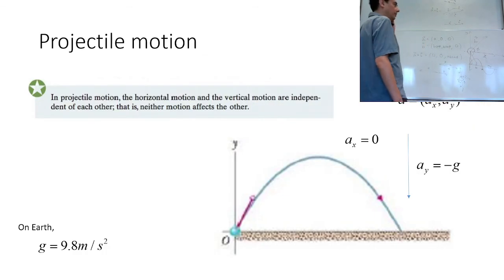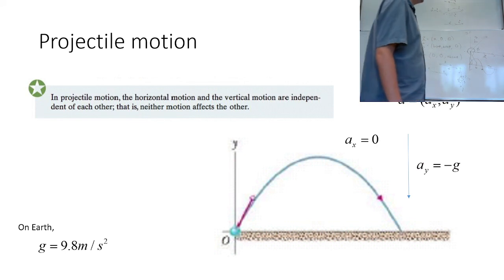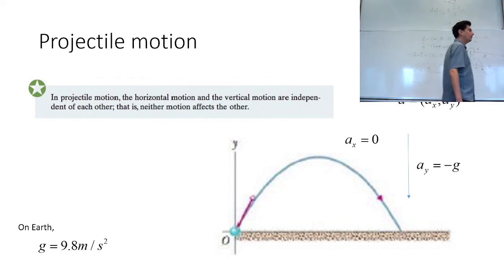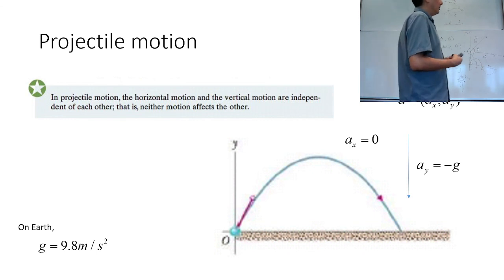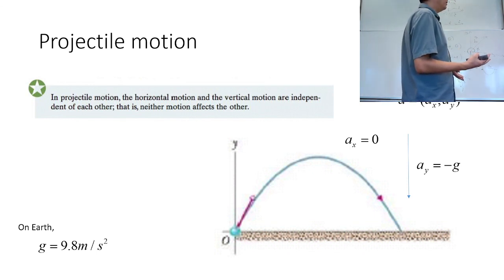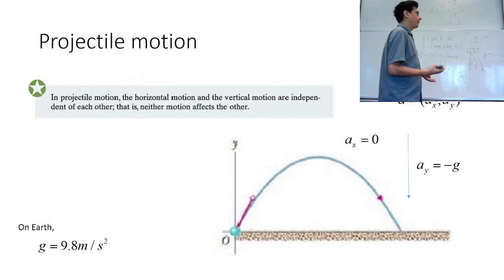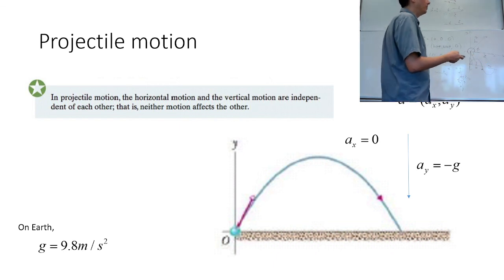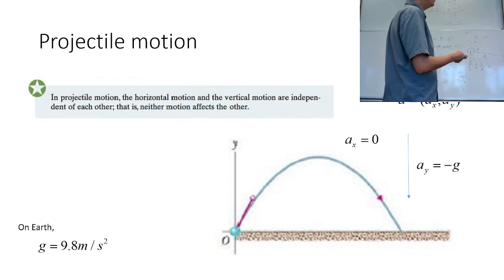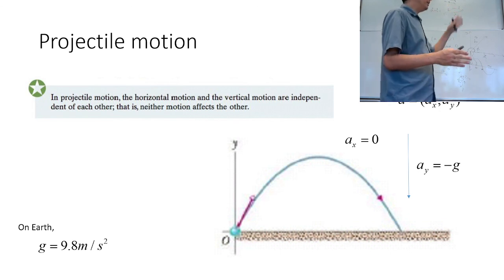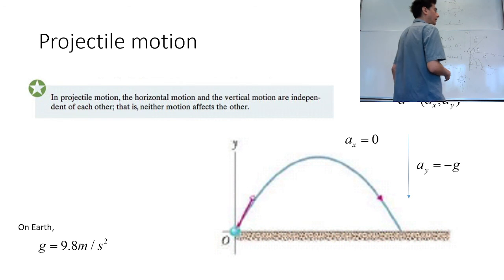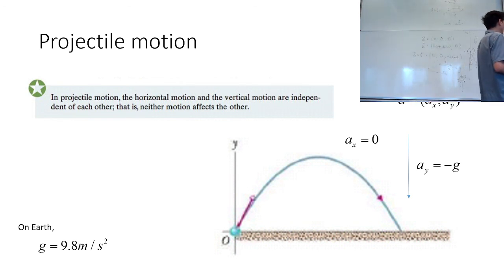And so we looked at an example of motion in 2 dimensions, which is projectile motion. This is a special case when the acceleration is of this form. The acceleration in the x direction is always 0, and the acceleration in the y direction is negative g, so it's just acceleration due to gravity.